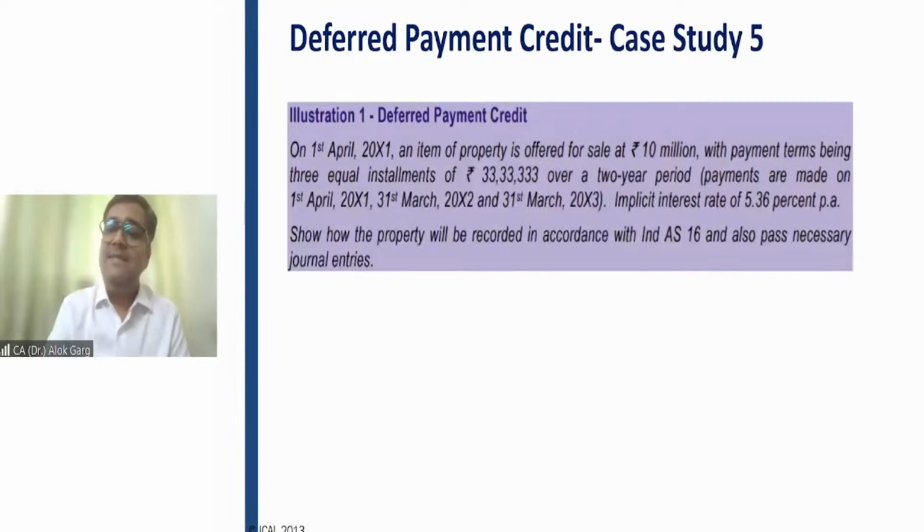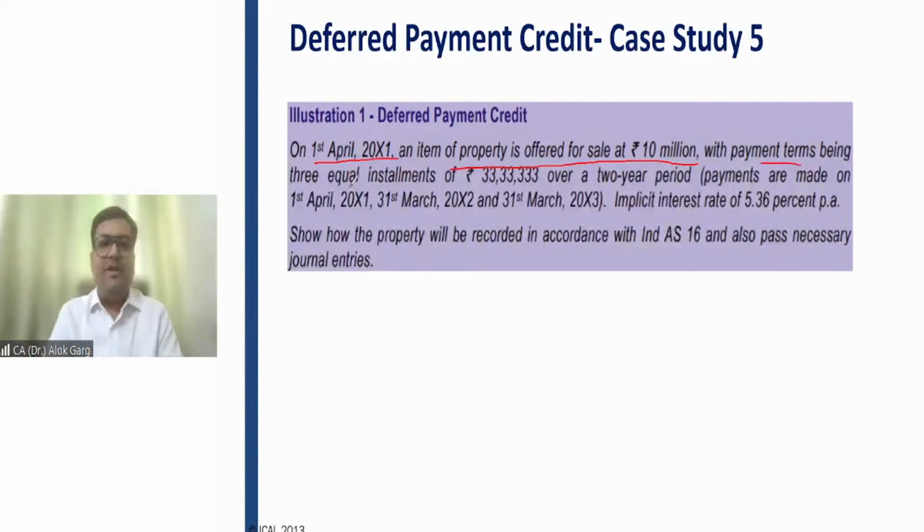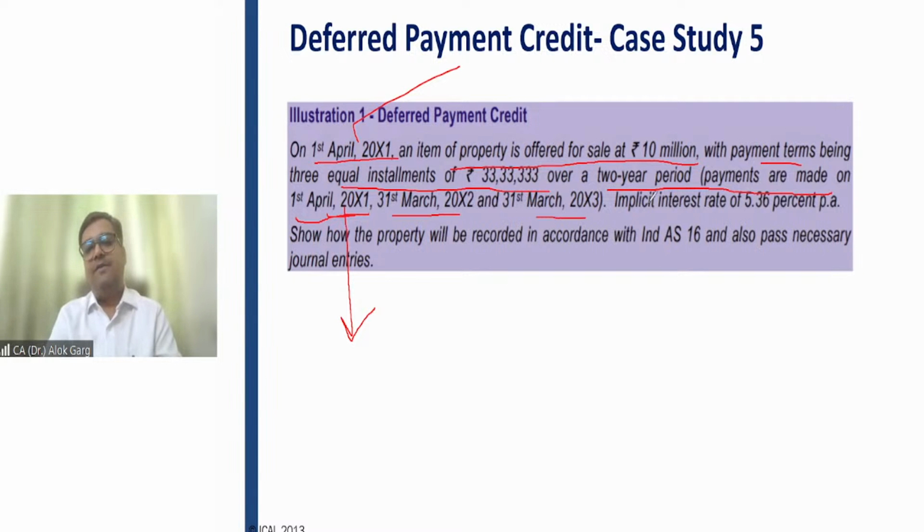Let's move on. Friends, let's do one illustration on deferred payment credit from the ICAI study material. On 1st April 2001, an item of property is offered for sale at 10 million, which is 1 crore, with payment terms being 3 equal installments of 33,33,333 over a 2-year period. See, the recognition date is 1st April 2001, and the entity pays the first installment on 1st April 2001, the second installment after 1 year, and the third installment after 2 years.